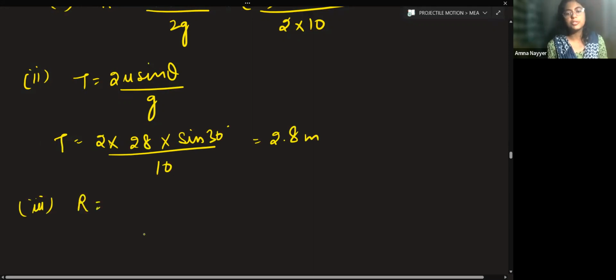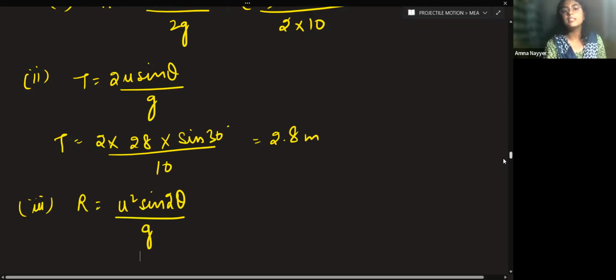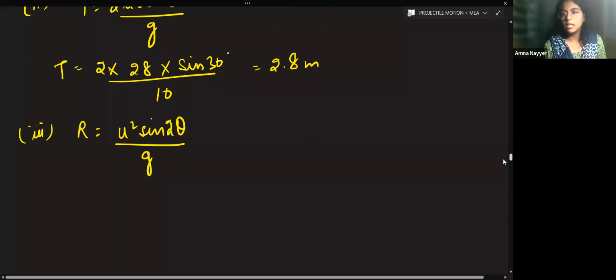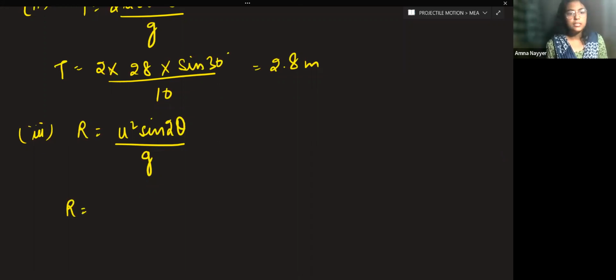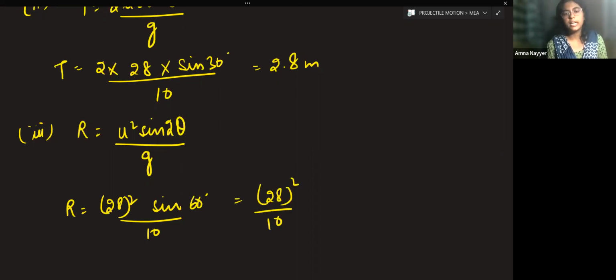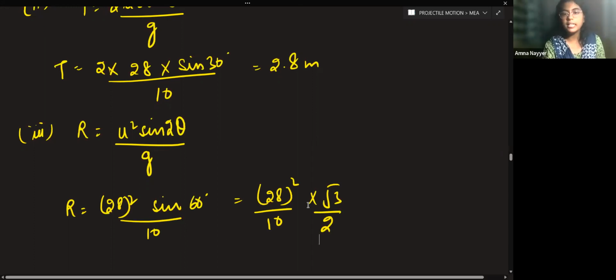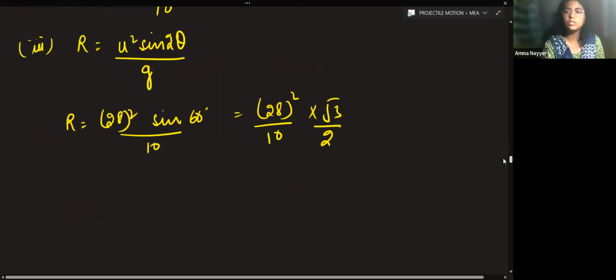Range of motion. Range is u square sine 2 theta divided by g. So now sine 2 theta is there, so you will not write sine 30 degree, you will write sine 2 into 30 degree. That will give you sine 60 degree. Fine. So R will be 28 square sine 60 degree divided by 10. This will be 28 square divided by 10 into root 3 by 2, root 3 by 2 for sine 60 degree. Be careful whenever you are writing range of motion, because for range it is 2 times theta.